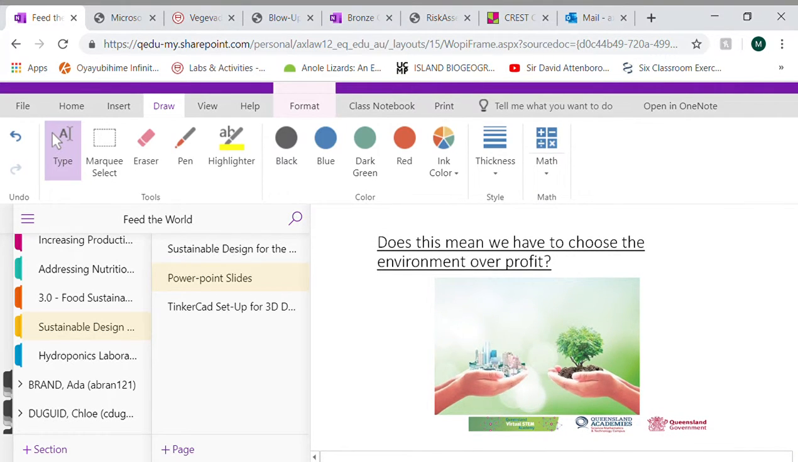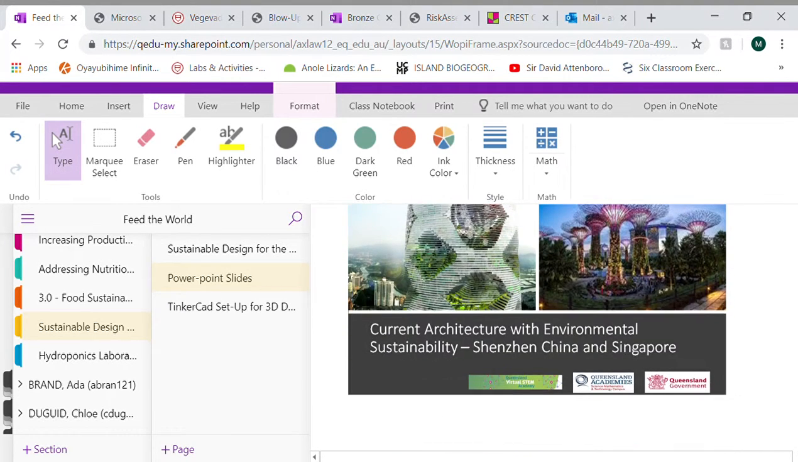So it doesn't necessarily mean we have to choose the environment over profit. Some people think that that is choosing the environment over profit. Not necessarily, if we manage the design of our farms well.